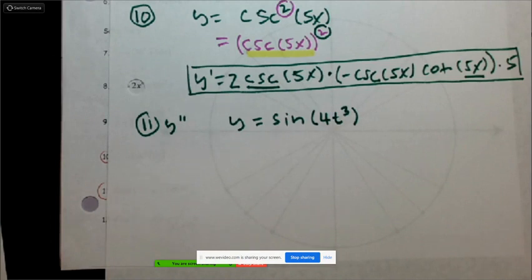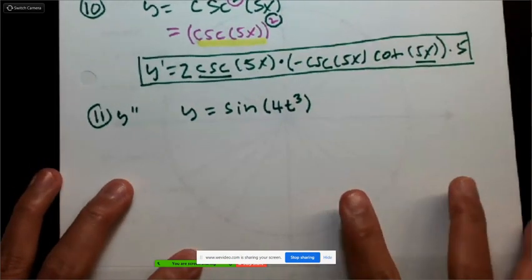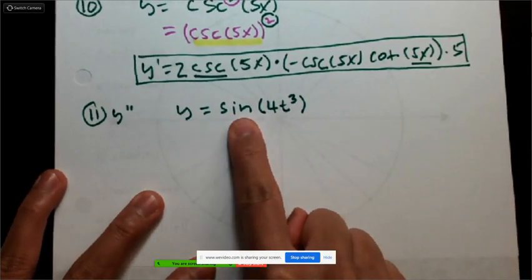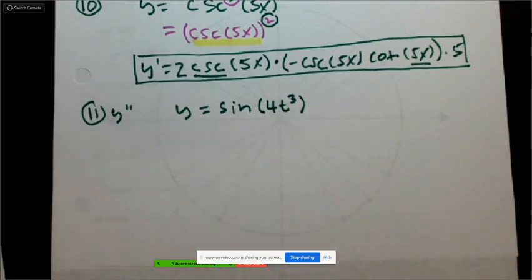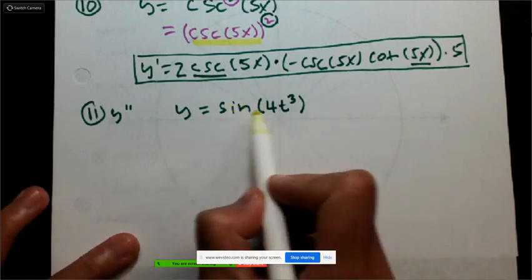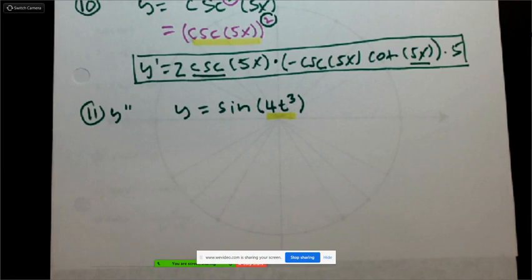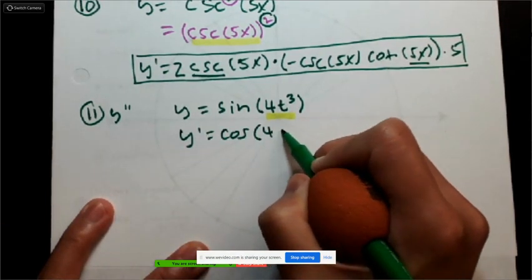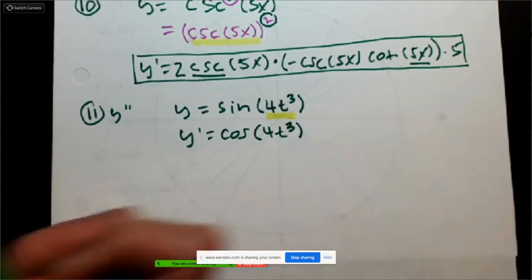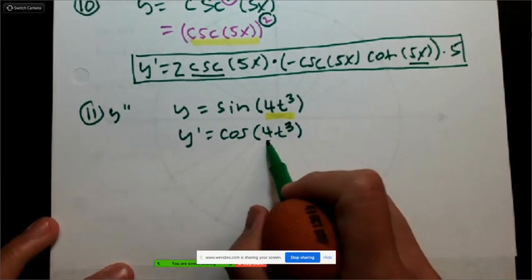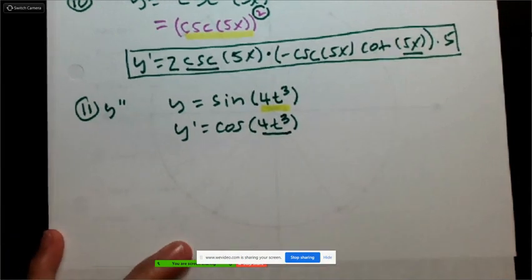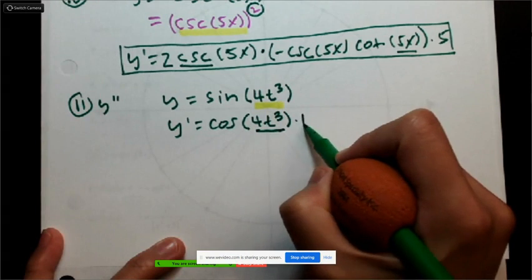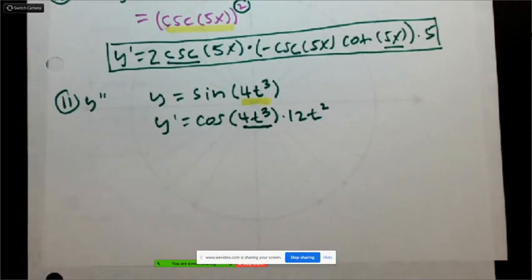Is this also a chain rule? Because we have a function within another function. But keep in mind, this cubed is now wrapping everything up. So what I want you to do at the moment is, let's go ahead and derive. I'm going to keep this guy. What's the derivative of sine, guys? Cosine. And I'm going to keep the inside guy as it is. And then we are going to derive the inside, which is this guy right here. What is the derivative of 4t cubed? 12t squared. That's our first derivative.